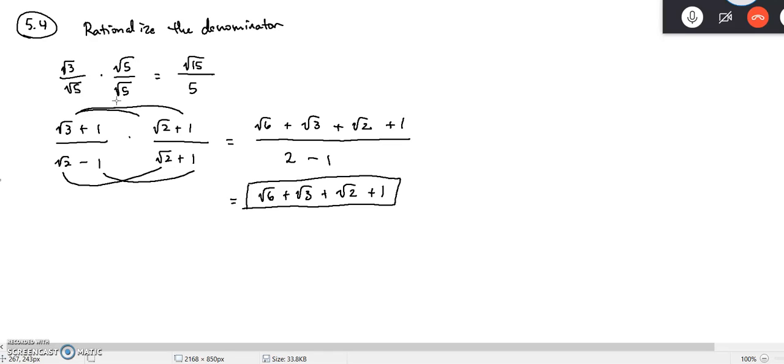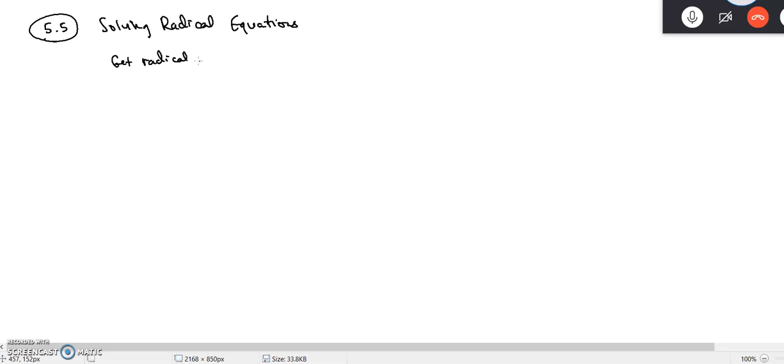Okay, moving on to 5.5. This is where we solve radical equations. So the key here is to get the radical by itself and then do the opposite. In general, we solve equations by doing the opposite, right? So when you get the radical by itself, the opposite of a square root is a square, the opposite of a cube root is a cube, so you use the opposite exponent this time to solve.